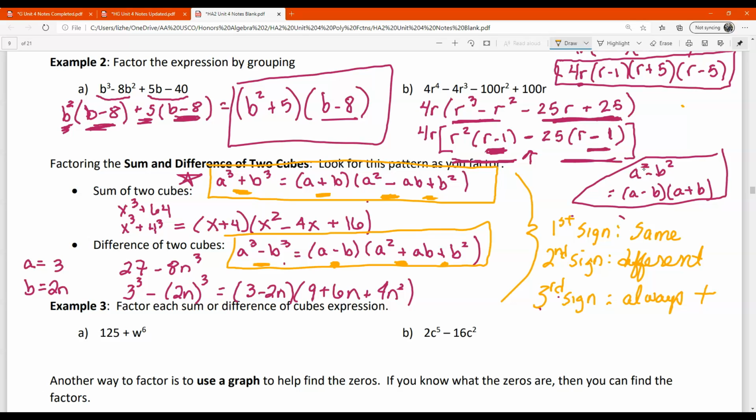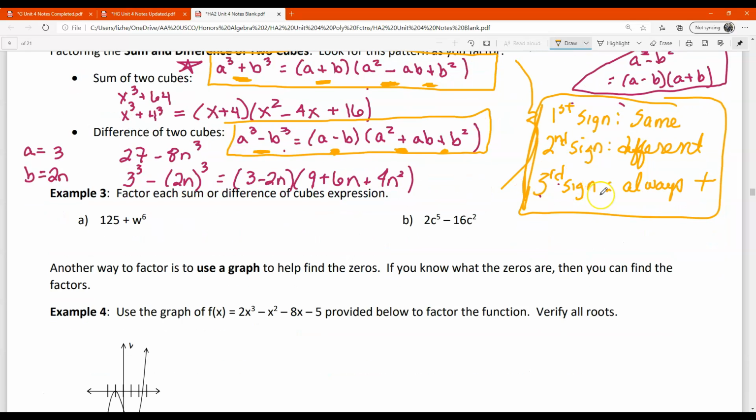So if you can remember this for your signs, then all you really need to remember here is a squared, ab, b squared. That pattern doesn't change. A squared, ab, b squared. And you need to put in the correct signs using this pattern. Okay, so let's use this a little bit.